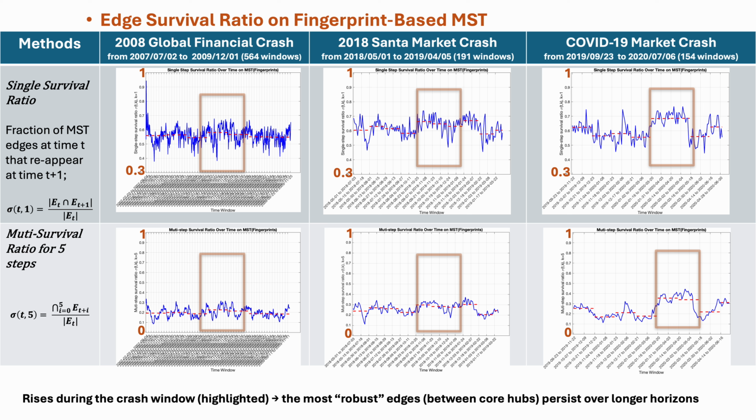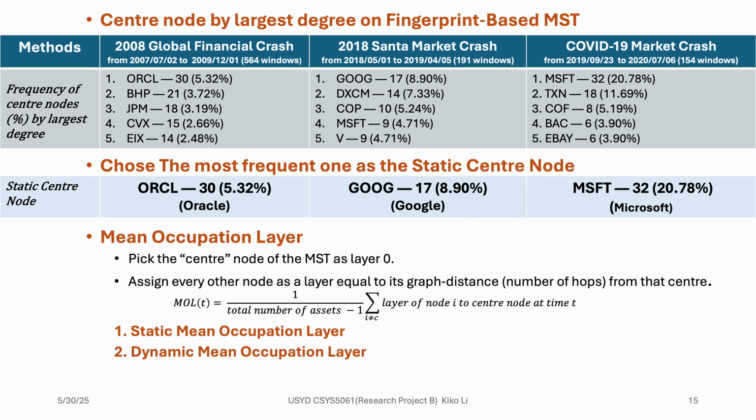Look at the brown box crash period. Both the 1-step and the 5-step ratio rise sharply compared to other periods, meaning a large fraction of edges remains unchanged in market turmoil. This suggests the network shows a frozen behavior, where the core hubs might stay locked together, possibly reflecting a liquidity problem in the market where only a few key assets continue trading in close lockstep. Next, I identify the market's central asset and introduce the idea of mean occupation layer.